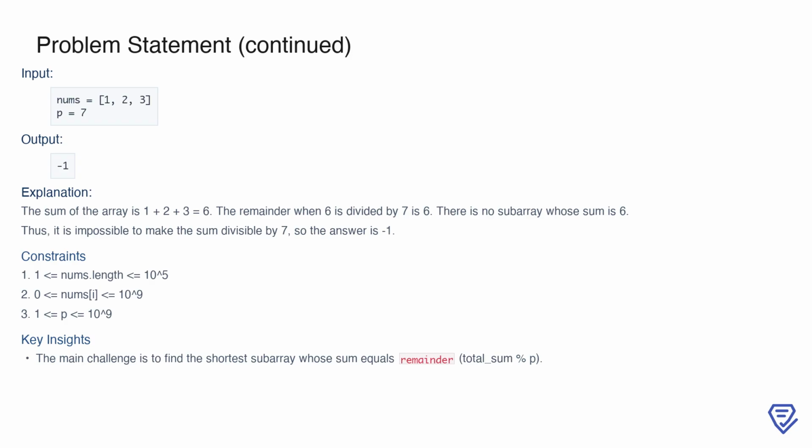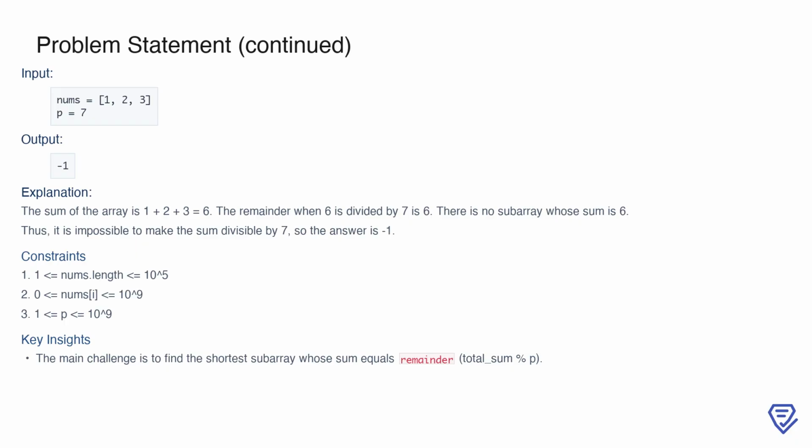The constraints for this problem are significant. The length of nums can go up to 10^5, and both the elements of the array and the value of p can be as large as 10^9. This means we need an efficient solution to handle large inputs.